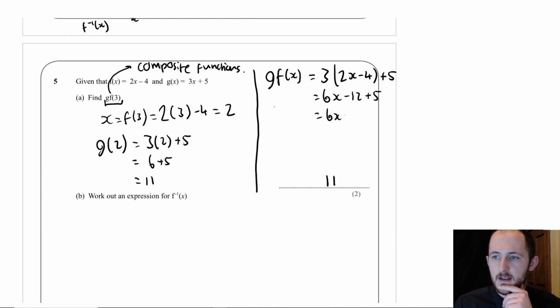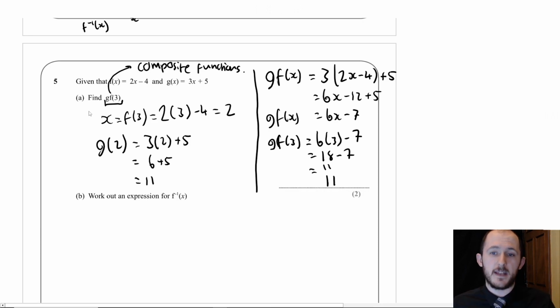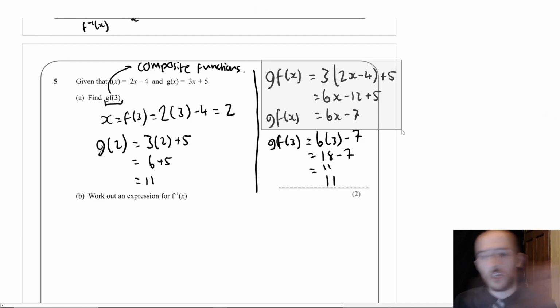So 6x minus 7. So then I could do this question where it says, so this is gf of x. So gf of 3 is just equal to 6 times 3 minus 7, which as you can see gives you the same answer. So it is a composite function. If they give you what to sub in, it's easier to do it this way. If they ask you to work out the function, then you can just do it this way instead. But they can ask you just to work out gf of x like this. And that just means you're taking all of f of x and shoving it in for x in the g equation.